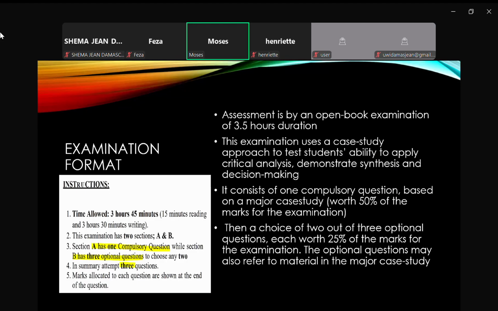That said, let's take a look at the format of the examination. But maybe before we talk about the format, I'm going to give you another 1 minute in case you have questions that you want to ask.